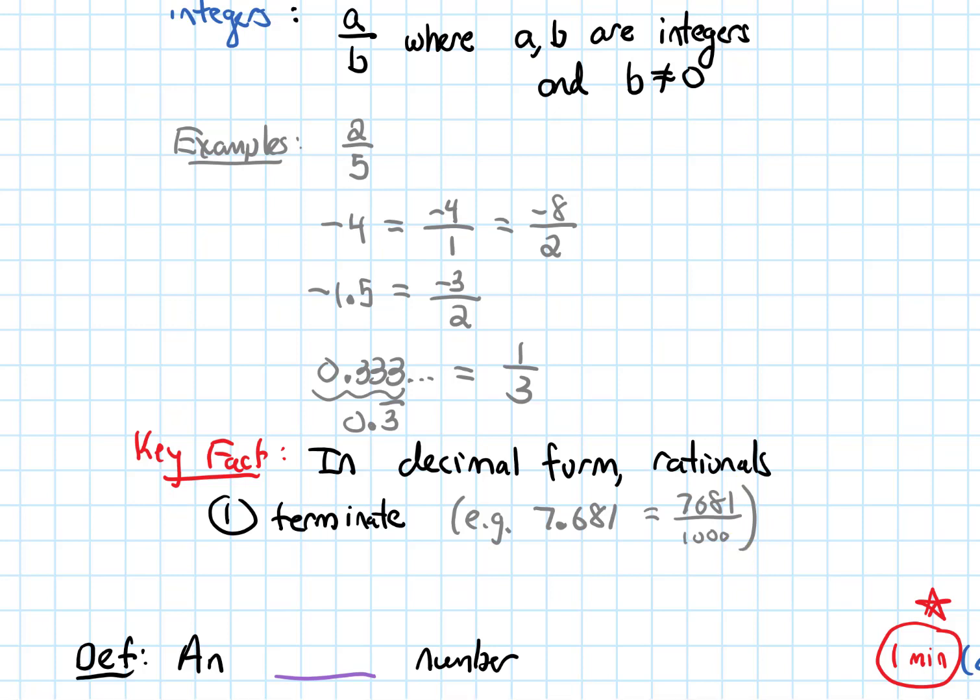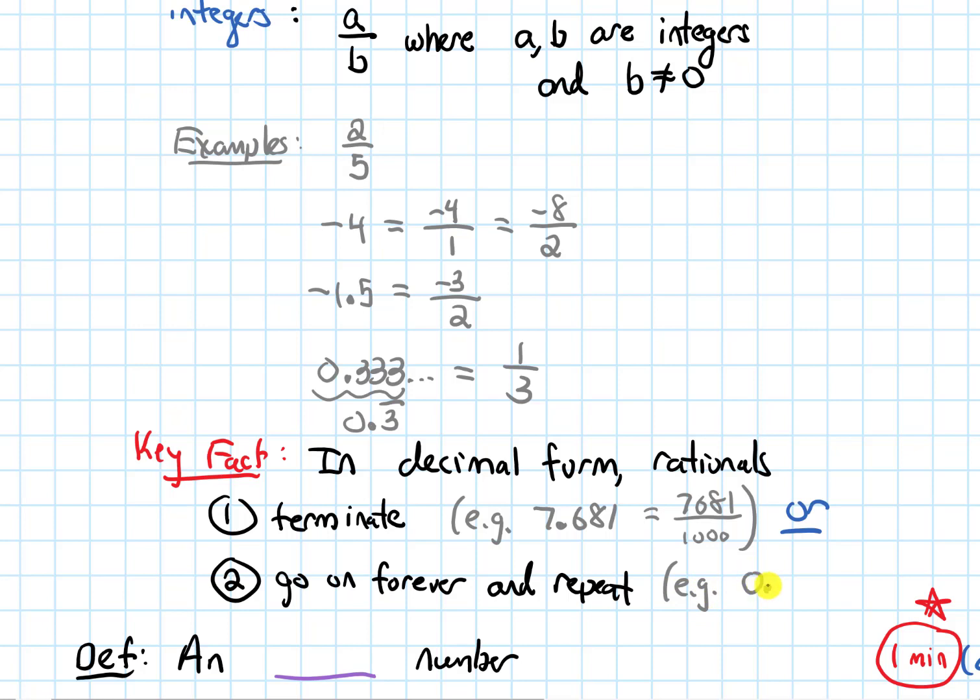So either the decimals terminate, or one other thing could happen, kind of like with 0.3333 forever. They could go on forever. But if they do go on forever, they have to repeat. And the example of that, we saw one, was 0.333 repeating forever.